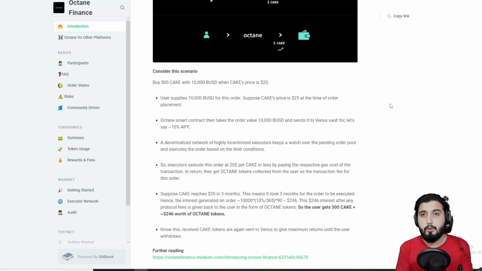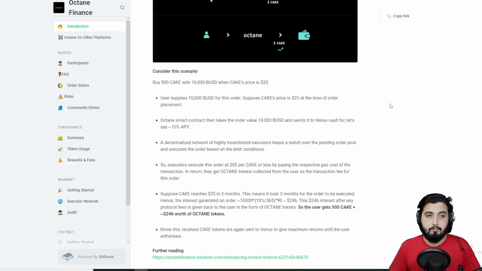And the same goes for selling: when it reaches a certain price, or goes higher from that point, it will sell the amount of tokens that you have provided. So this is how this whole concept actually works.